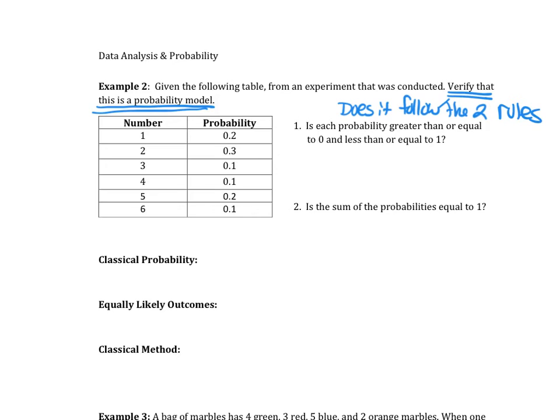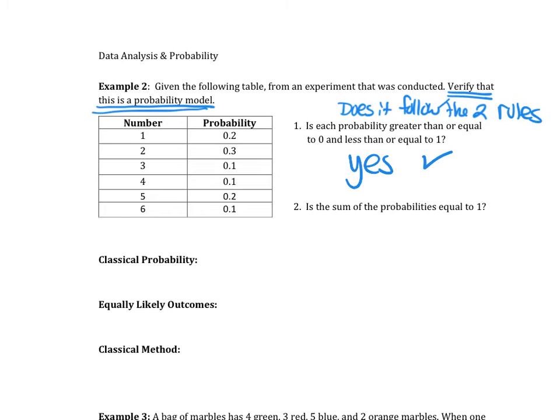So we have these 2 rules listed here. This table was the outcome, so rolling a 1, 2, 3, 4, 5, or 6, and this was the probability of rolling those, just based on an experiment. Okay. So number 1, the first rule, again, we have to make sure that out of all our probabilities, we don't have anything that's negative, and we don't have anything that's greater than 1. So are all of our probabilities okay? Are they all in that range? Yes. So yes, we're good there.